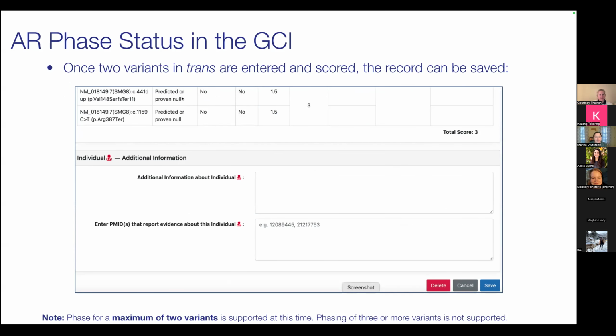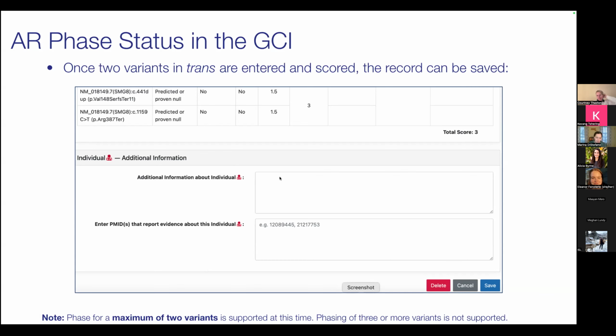And once two variants in trans are entered and scored, the record can be saved. And so you'll see here the two variants. Just to give a note, the phase is for a maximum of two variants at this time. We can't list the phasing of more variants.